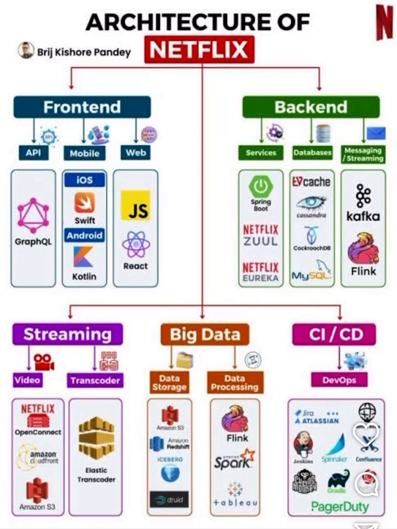Fourth, big data. Netflix uses data to improve recommendation and performances. It consists of data storage, that is Amazon S3, Iceberg. It stores massive viewing data. Data processing, that is Spark, Tableau, analyzes user behavior to suggest shows and movies. That's why Netflix knows what you might want to watch.